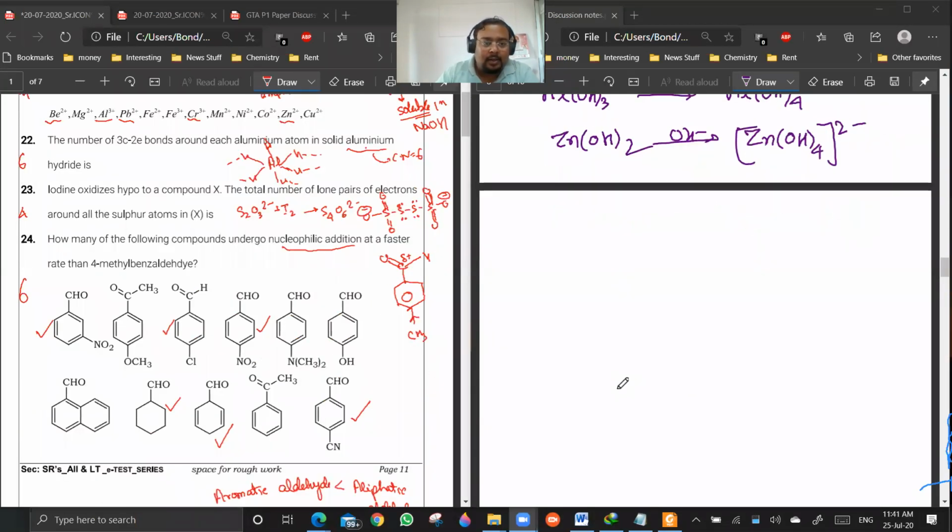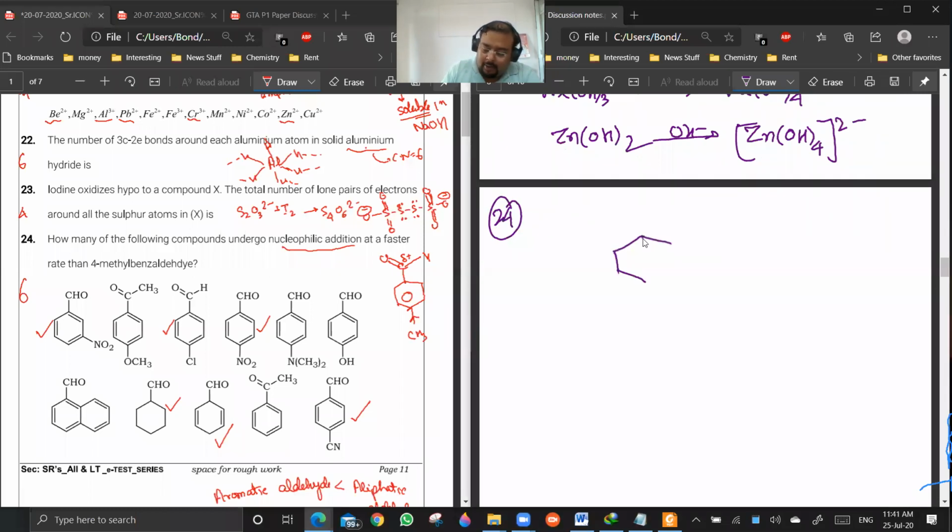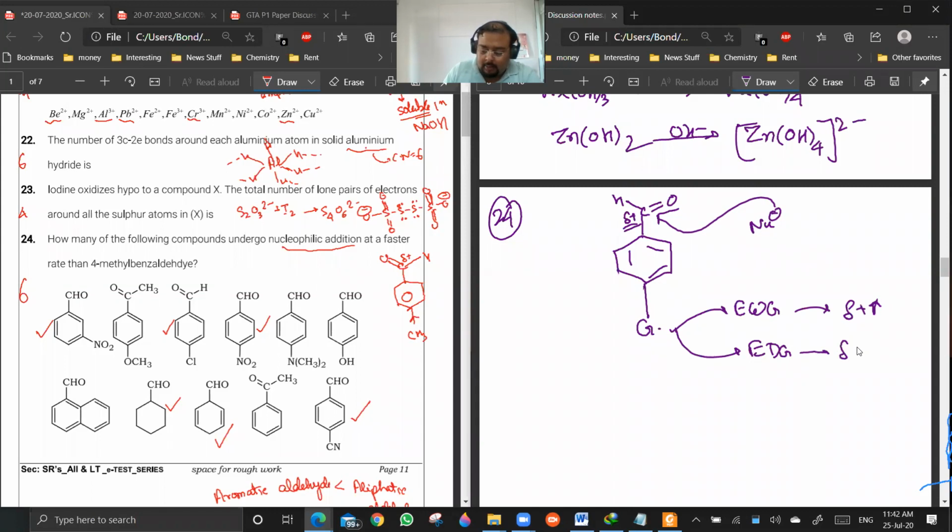24. We are talking about nucleophilic additions. If you are talking about nucleophilic addition, it will depend on the positive charge on the carbonyl carbon, because the nucleophile will be attracted by this positive charge only. So any factor which increases the positive charge on the carbonyl carbon will increase the rate of nucleophilic addition. Suppose you have a group here: if it is electron withdrawing, delta plus will increase. If electron donating, delta plus will decrease. So electron withdrawing groups, NO2, Cl, NO2, and CN.